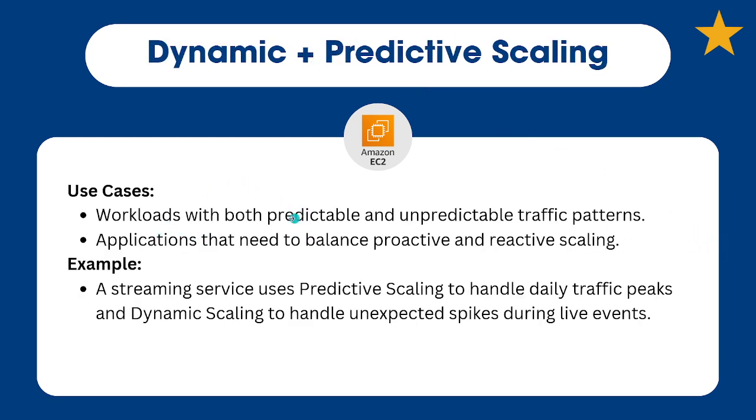If you put them together, then you can handle workloads with both predictable and unpredictable traffic patterns. Dynamic's going to handle the unpredictable part, and then predictive is going to handle the predictable part. So applications that need to balance proactive and reactive scaling.